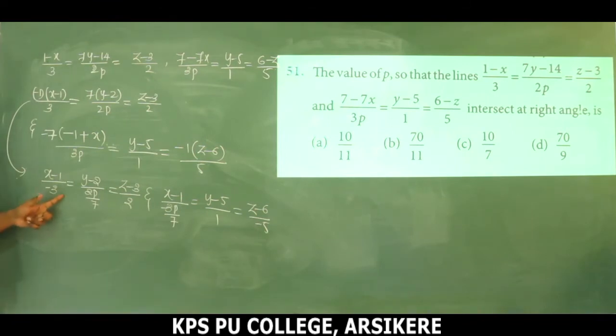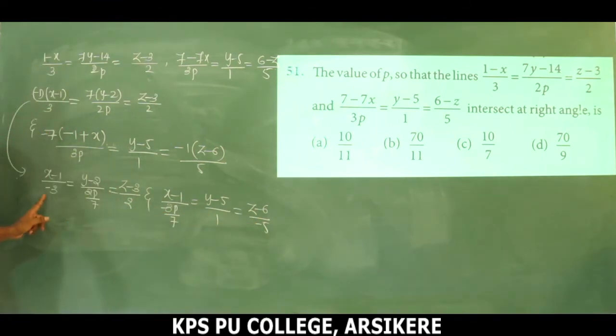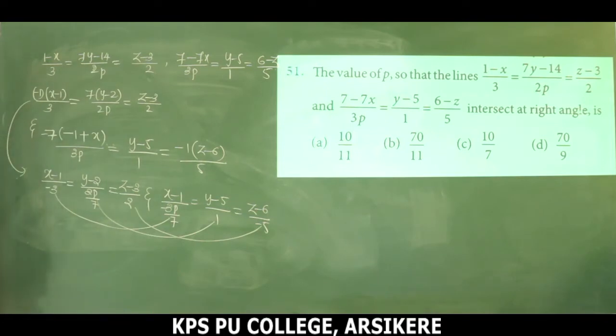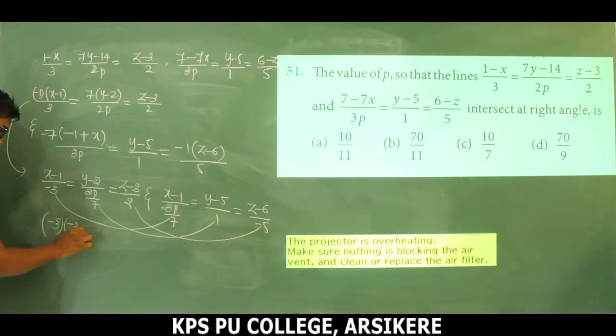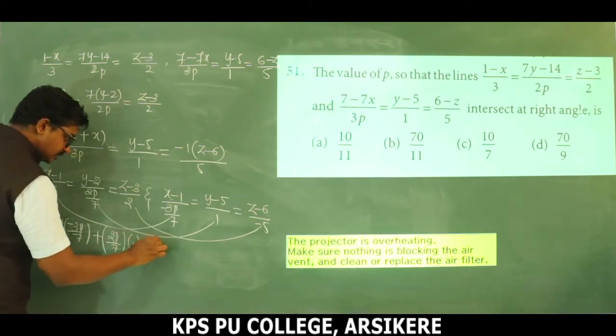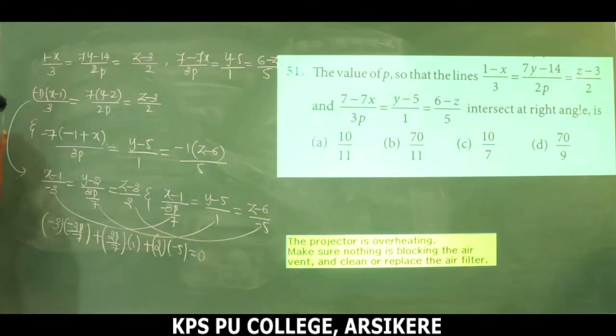Here we have a1, a2, a3, b1, b2, b3. Find the product of the first and this term, this one and this one. a1 a2 plus b1 b2 plus c1 c2 is equal to 0. Directly we will write this as minus 3 into minus 3p by 7 plus 2p by 7 into 1 plus 2 into minus 5 is equal to 0.